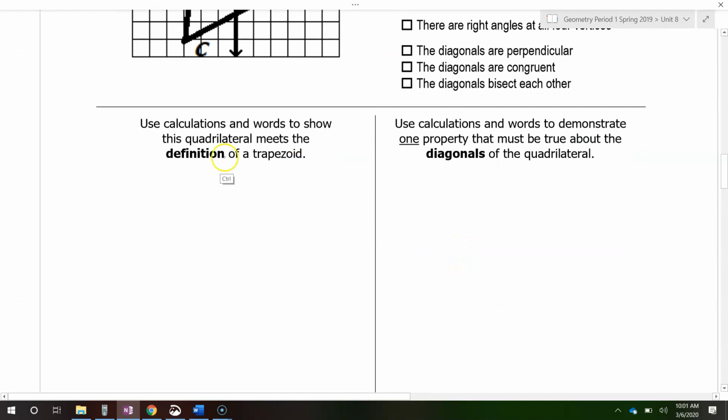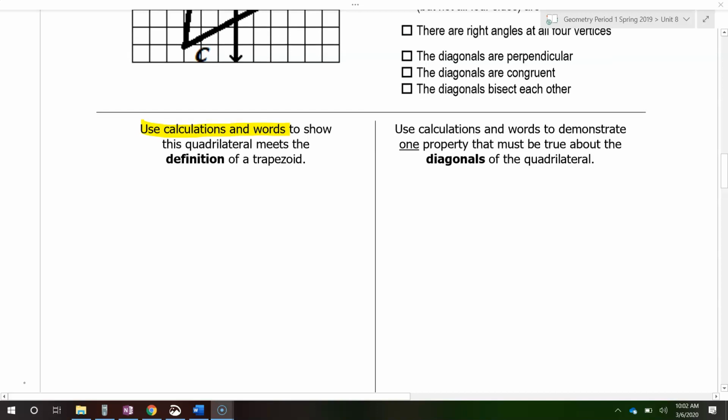So use calculations and words to show that the quadrilateral meets the definition of a trapezoid. Yesterday I warned you guys that whenever it says use calculations and words, that is your signal that I'm looking for what three things? That's right. I'm looking for an introduction, a main body, and a conclusion. So that includes your homework, and on the test. I'm going to color coordinate these, so I'm going to put my introduction in blue.